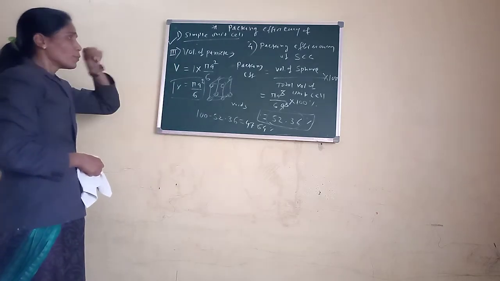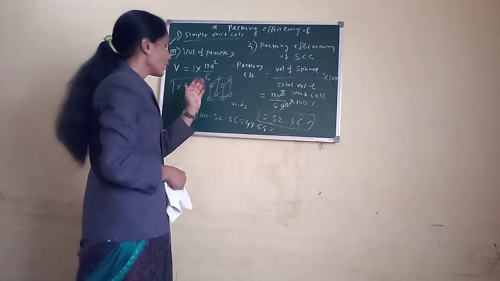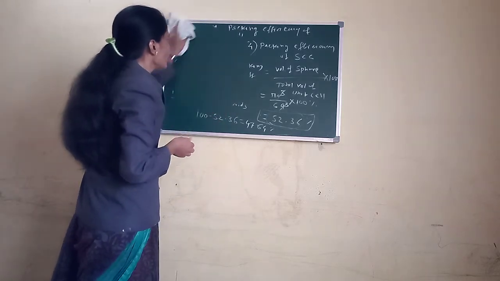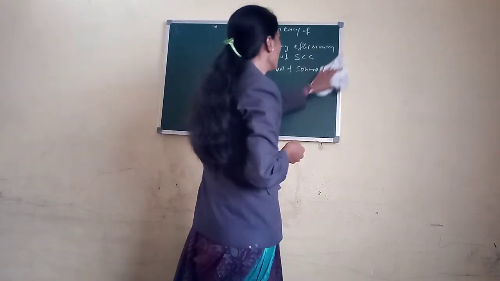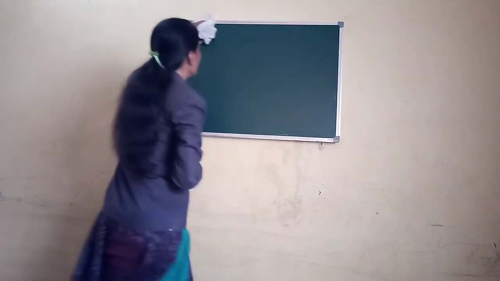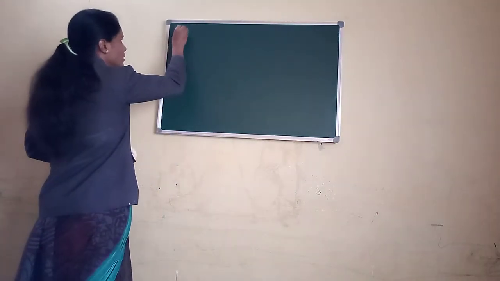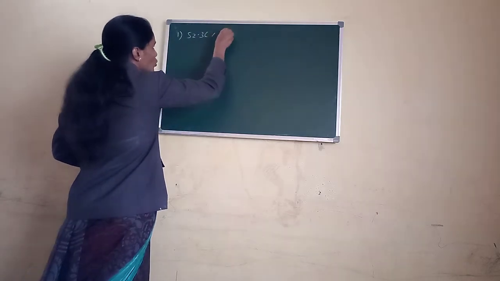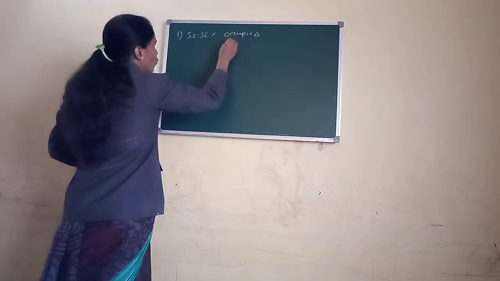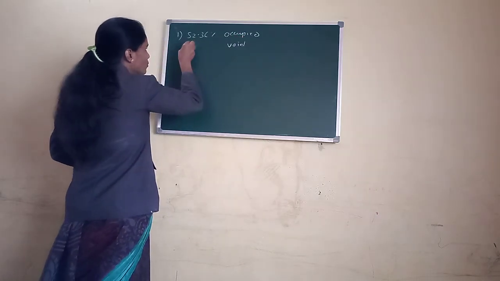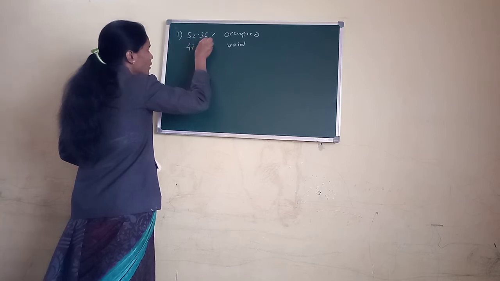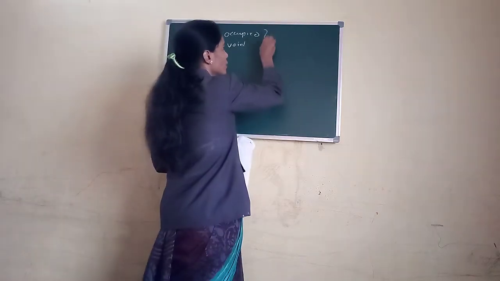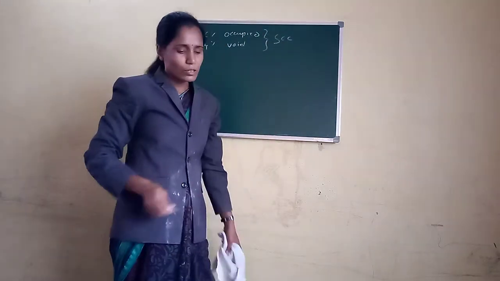In all types of unit cells, the packing efficiency and voids are different. Here we get the packing efficiency of simple unit cell. Packing efficiency is 52.36%, means occupied space, and voids, empty space, that is 47.64% are the voids in SCC, simple cubic unit cell.